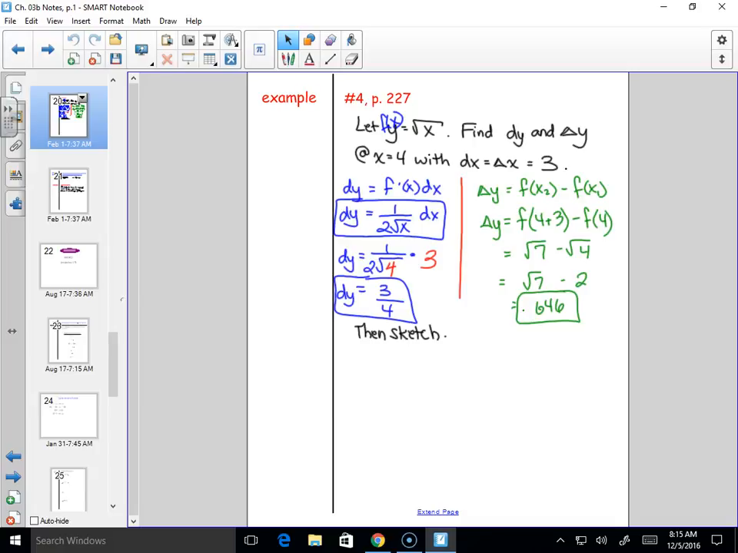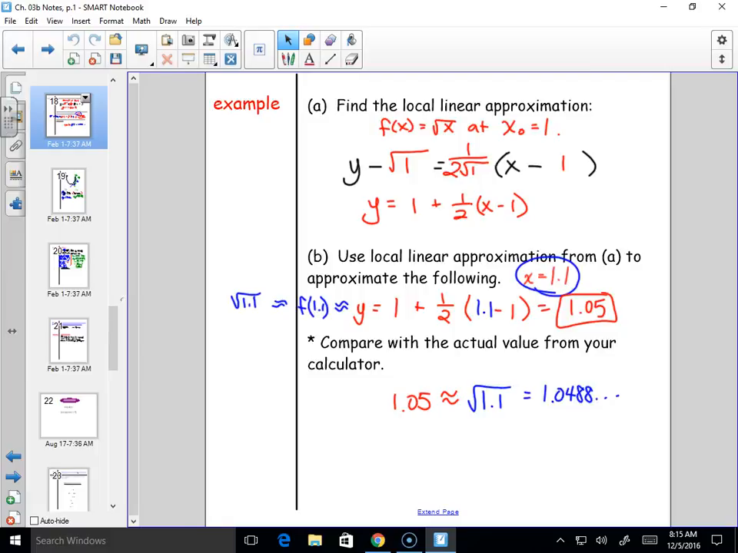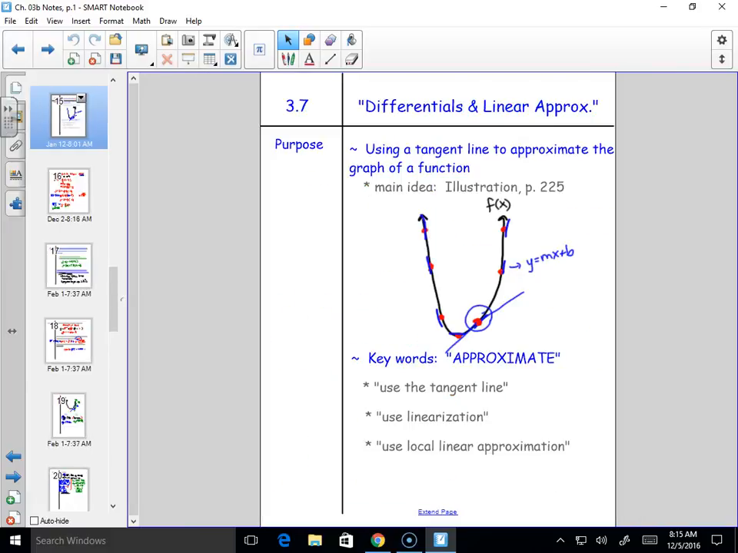Okay, you ready? Section 3.7. What were we doing? Differentials. And what were we working with? Linear approximation. What's the most important line in calculus besides when they say average or secant?